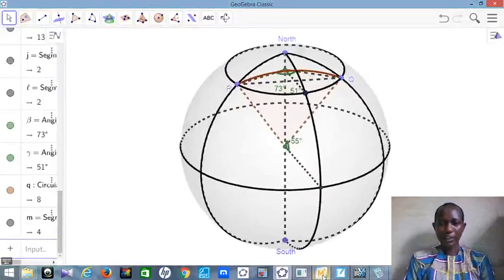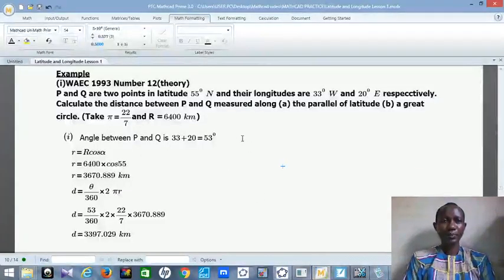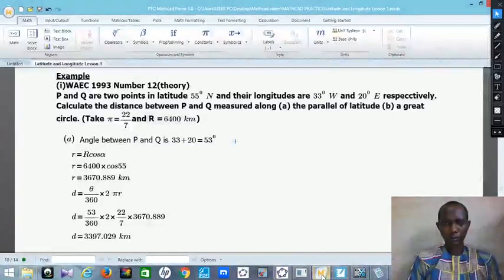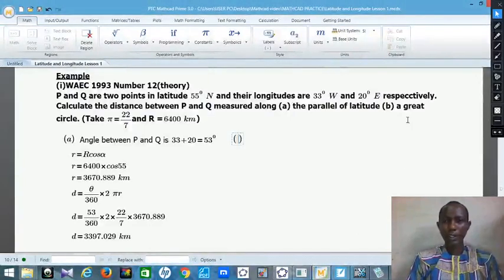Okay, now let's go straight and see how we can do it. Now let's go to the second part of the question, which says we should find the distance along the great circle. That is the B part. For you to get the B part, you need to get the length of a chord. So we need the length.